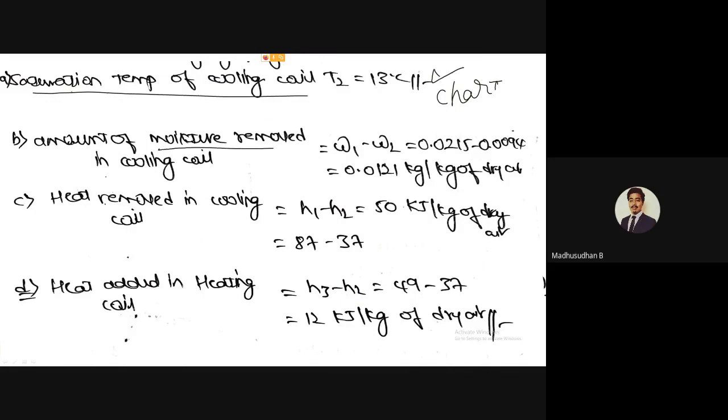No issue with it. Amount of moisture removed in the cooling coil is given by omega 1 minus omega 2. See, here you are not multiplying it with the mass flow rate. That's why whatever values you get, they will be per kg of dry air. All the values, whatever you get, would be per kg of dry air. So amount of moisture removed is calculated as omega 1 minus omega 2. Heat removed in the cooling coil is calculated as H1 minus H2.